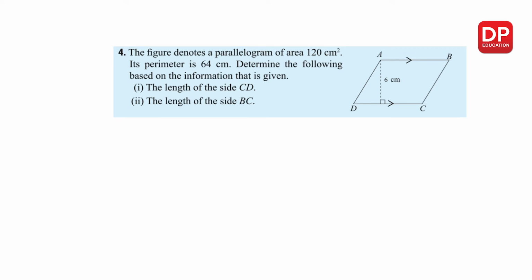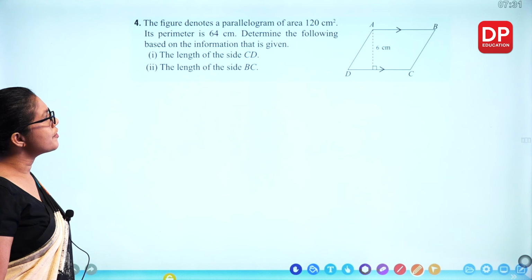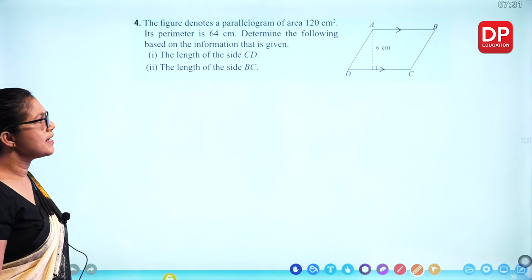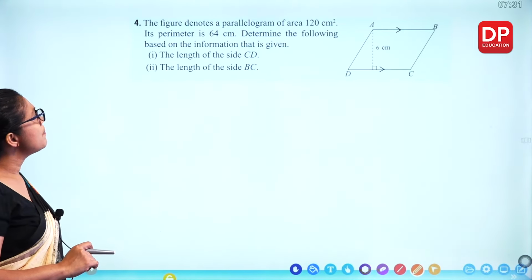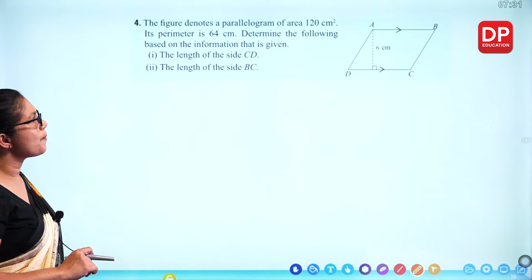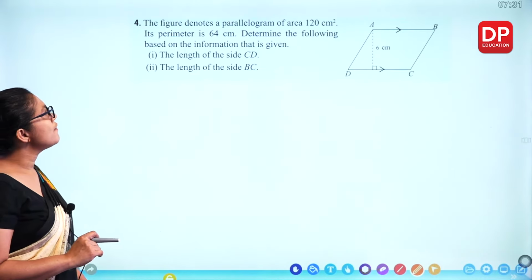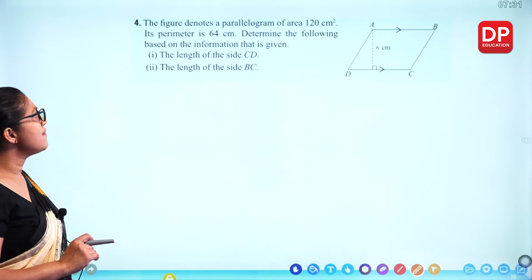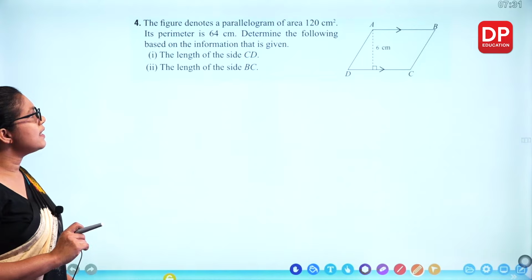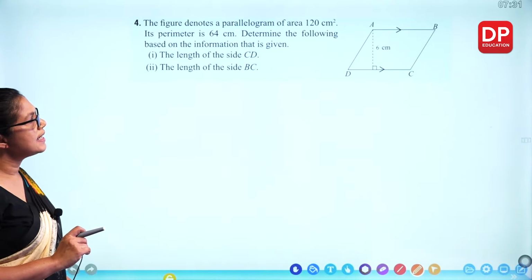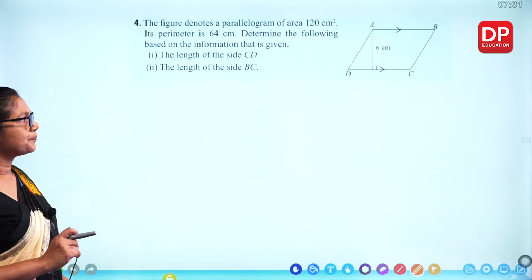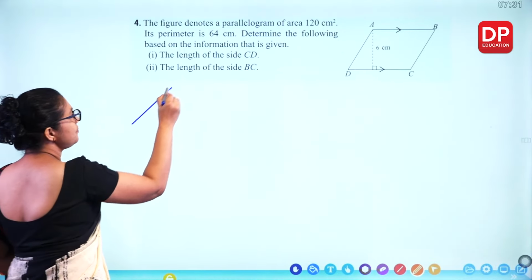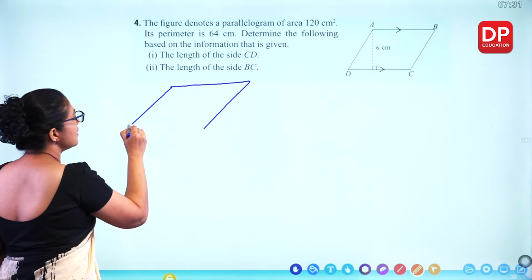Now we'll look at fourth question. The figure denotes a parallelogram of area 120. So the full area is given 120. Its perimeter is 64. Determine the following based on the information that is given. First part, they want the length of the side CD and the length of the side BC. So we'll try to figure out that.